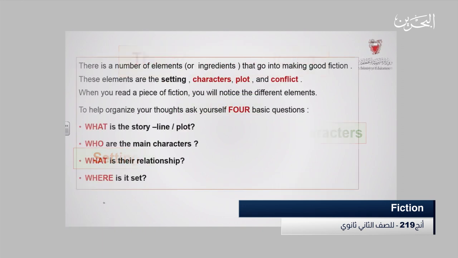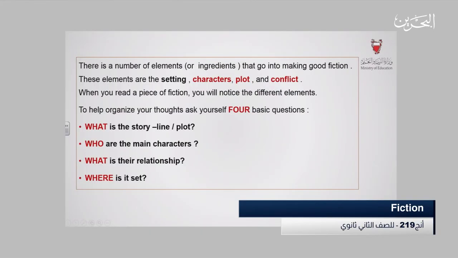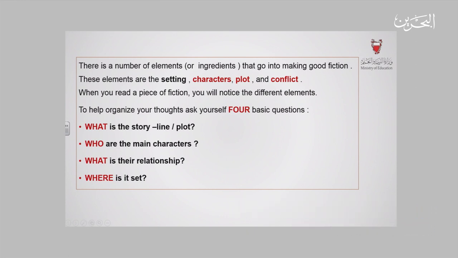Now, any author or any writer who's trying to tackle and write an accurate story has to tackle these four elements through answering another four questions. So the questions usually are, what is the story, the line or the plot? Who are the main characters? What is their relationship? Where is it set? By answering these questions, he or she is actually answering the elements of a fiction.